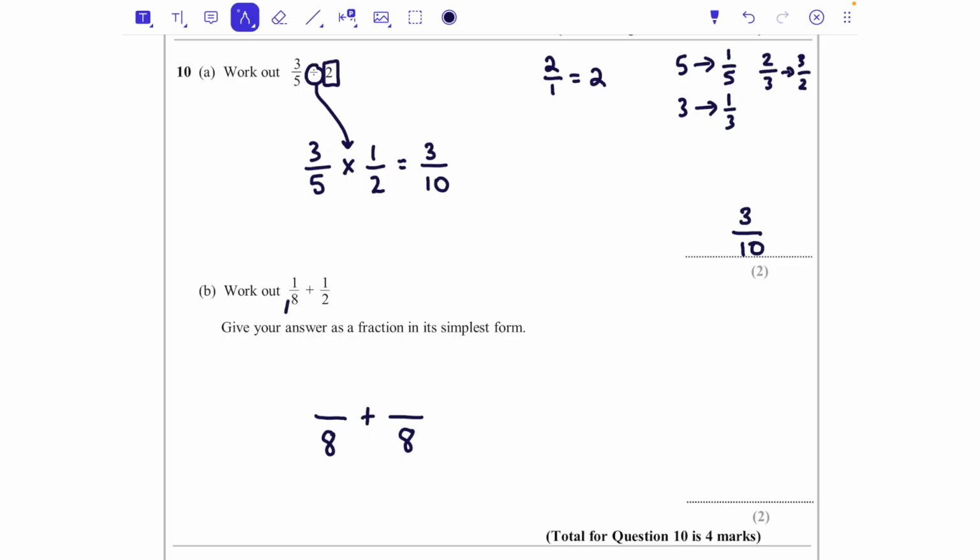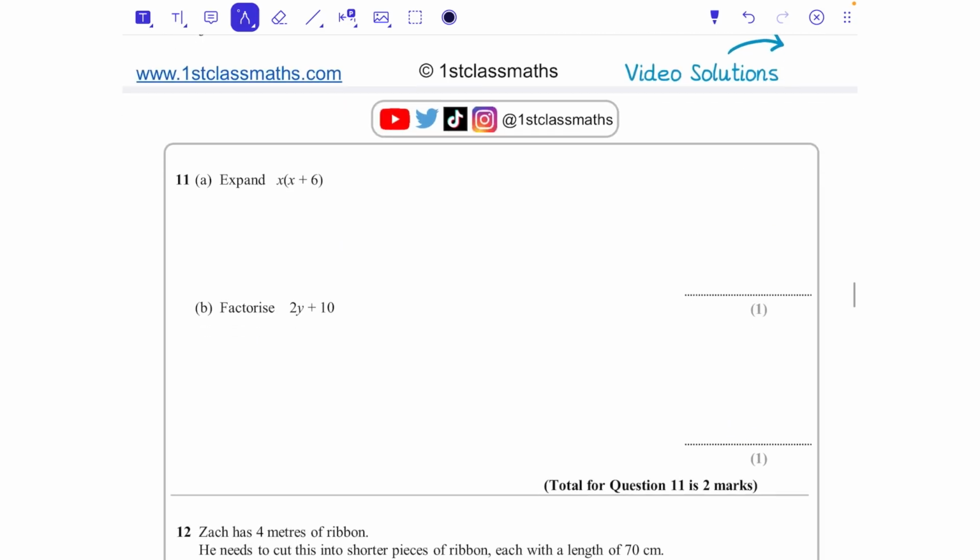You just need to think, what have I times the first fraction by to make it out of 8? Well, actually, this one we haven't times it by anything. It stayed the same. With this fraction, what have I times it by to make it out of 8? I've had to times the denominator, the bottom number, by 4. So I also need to times the top by 4. There we go. And now, because the denominators are the same, we can add them. So that is 5 out of 8. Again, can't simplify it.